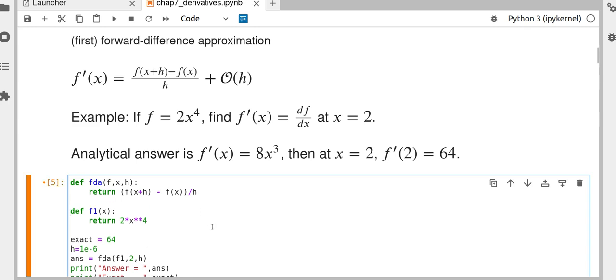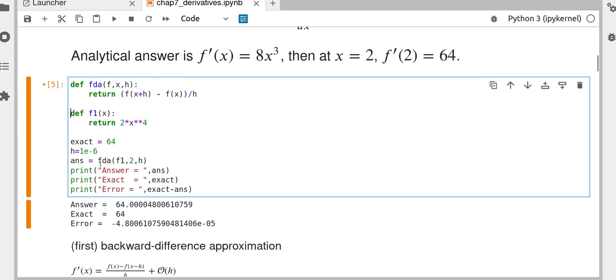Now the function I want to differentiate, let's create a function for that. The function is 2x raised to the power 4, so f1 is 2x raised to the power 4. Using the forward difference approximation, it will take in the function I want to differentiate, here f1. The x, the value at which I want to evaluate the derivative, here it is 2. Then the spacing, here we are using 1e-6.